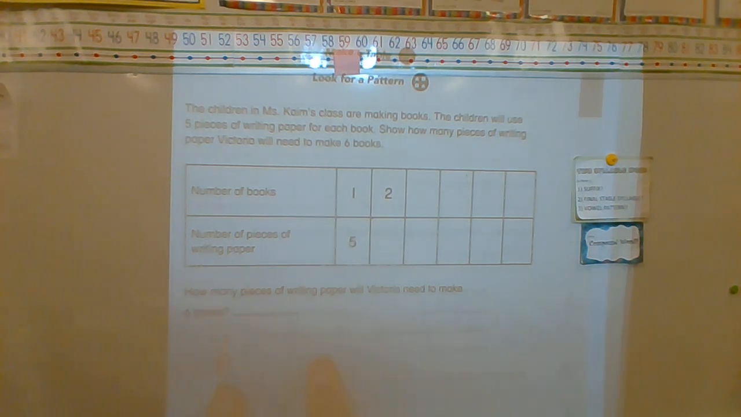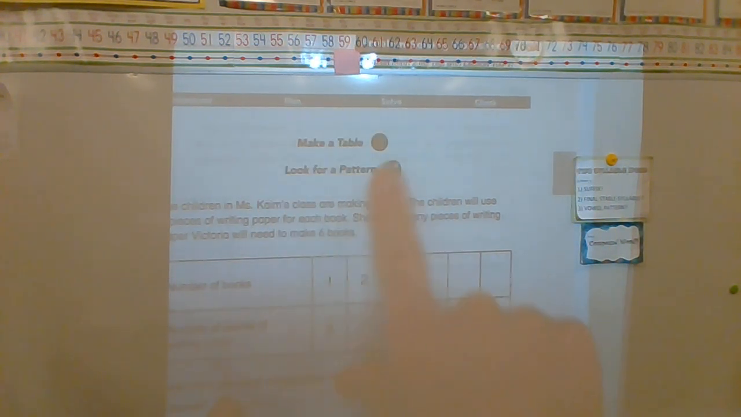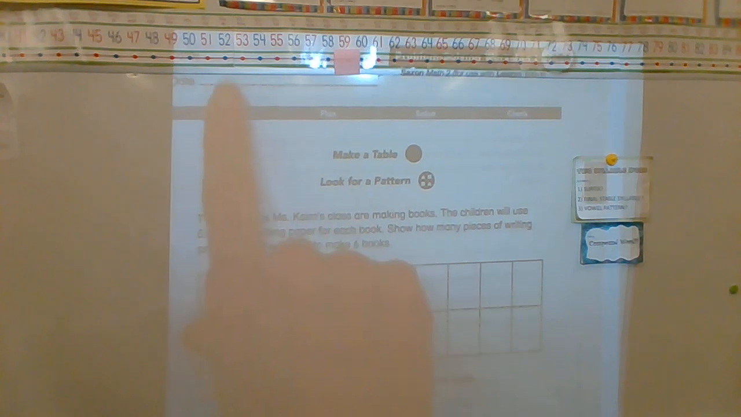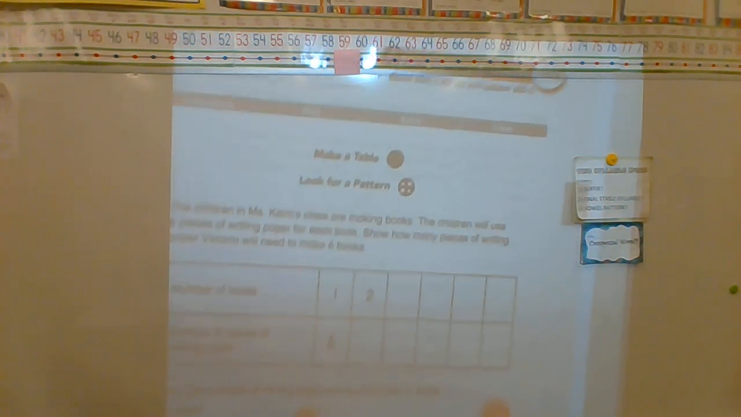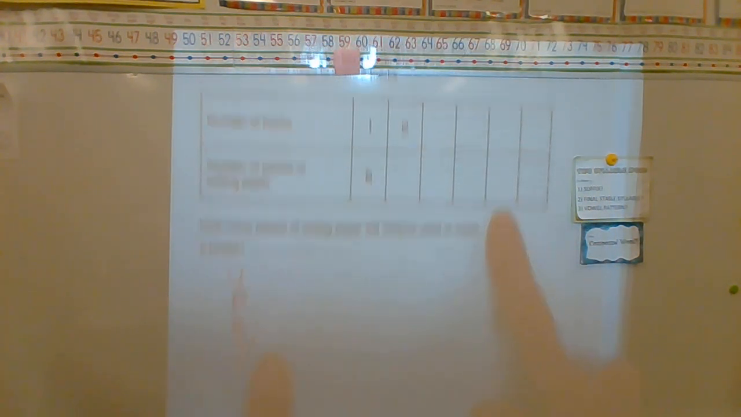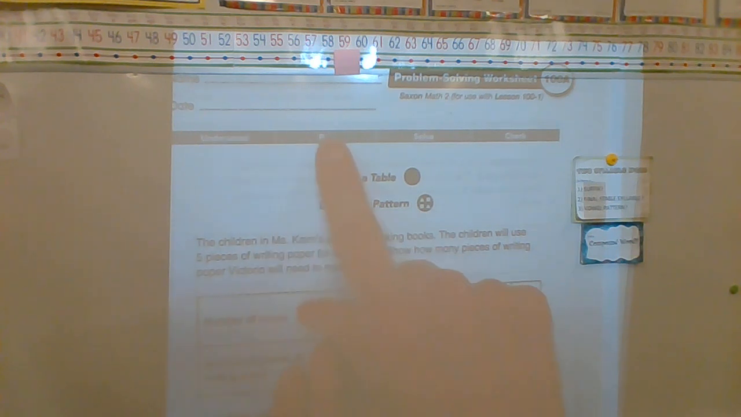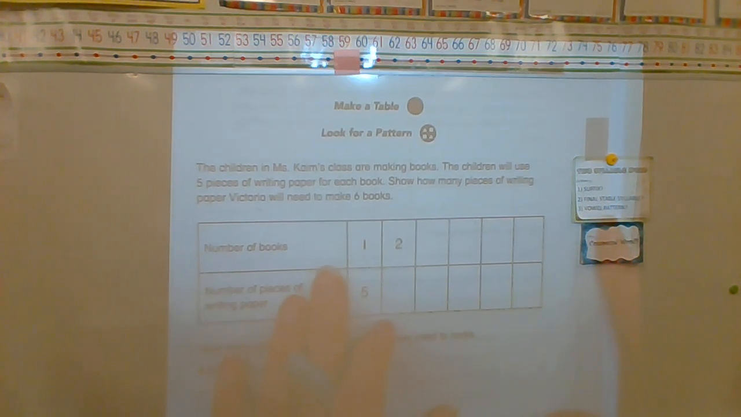Plan. Yeah, we got to make a strategy. What's our strategy? Well, here they're telling us that the strategies we're going to be practicing is make a table and look for a pattern. So U for understand, P for plan, and S is solve. So we'll solve it and then we'll check. So remember, it's UPS check.